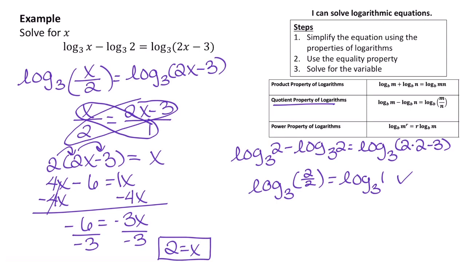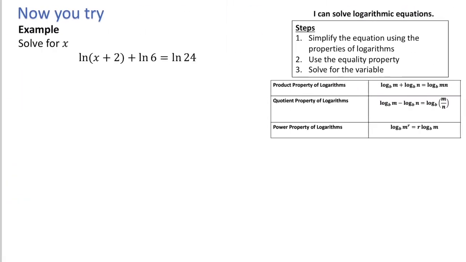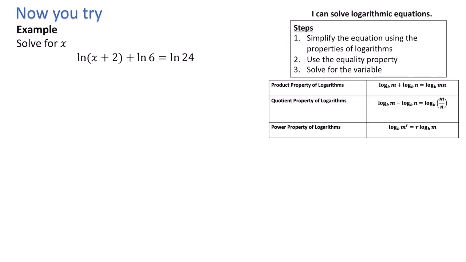Another way to think about this: on the left side, the log base 3 of 2 minus the log base 3 of 2 is 0, right? You could also think about it as 0 equals the log base 3 of 1, which does work, because remember, we have that property that 3 to the 0 equals 1. So now you can go ahead and pause the video and try this example on your own.